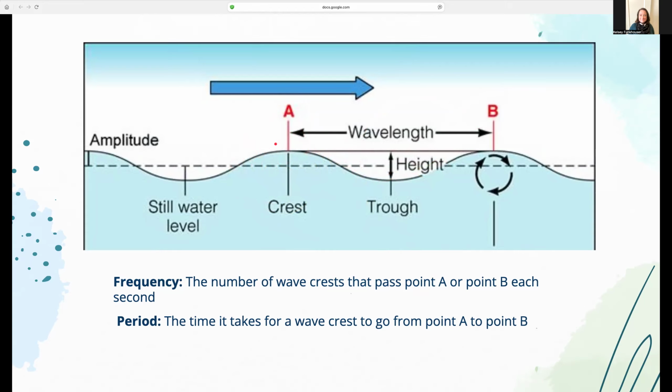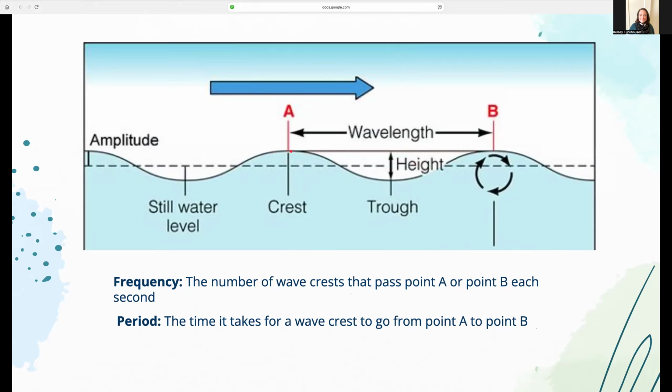So if it's really slow, if we get like one crest a second, that's a low frequency. But if it's really fast, we have several crests within a second or whatever our time interval is that we're looking at, that would mean it's a higher frequency.